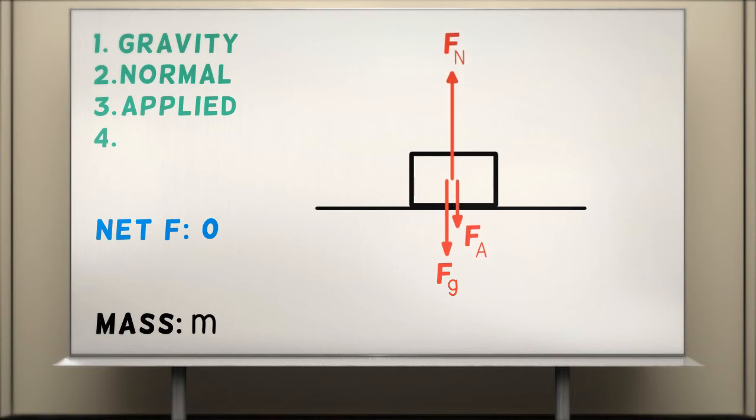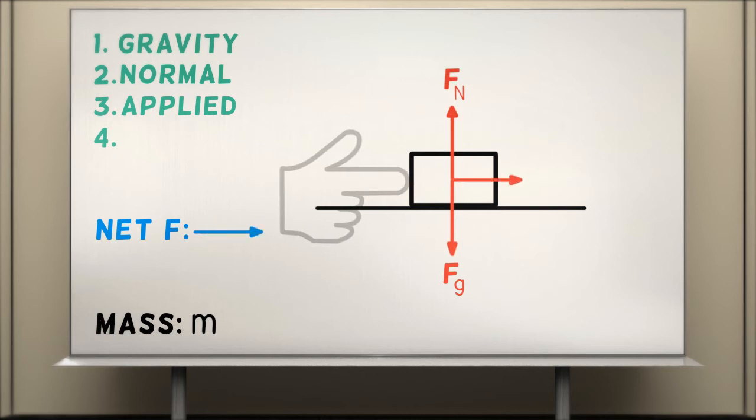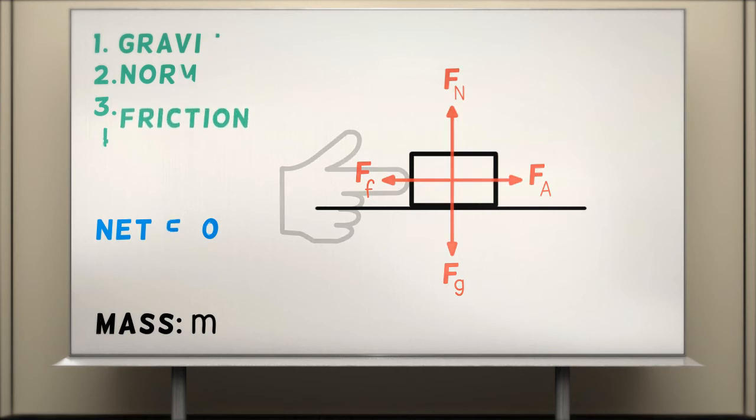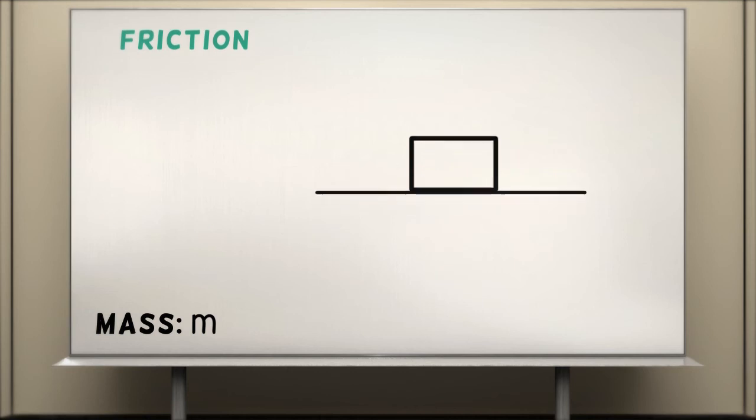Alright, so what if we applied a small force to the right? We know that in real physical systems there will be some kind of frictional force counteracting our force to the right, so this is the fourth type of force. But how strong would the frictional force be? To answer this, we need to really understand what causes friction.